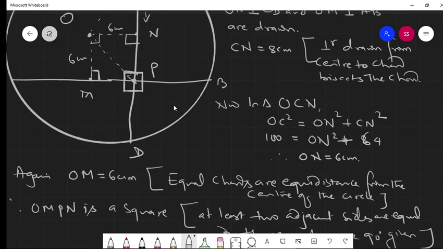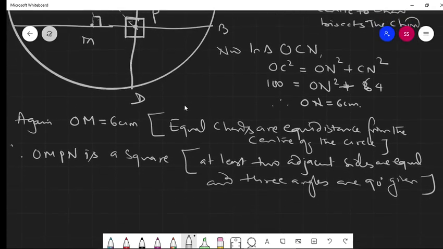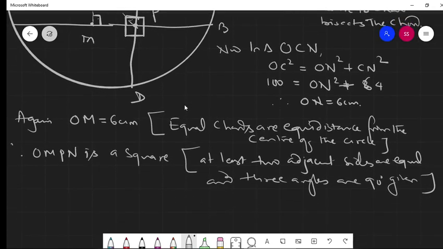Dear students, once again I will repeat. These two chords intersect at 90 degrees. These two are perpendicular. So in the quadrilateral OMPN, the next angle should be 90 degrees. All angles are 90 and at least two adjacent sides are equal. That's why it is a square. You have to claim it in that way. That's why all angles are 90 and at least one pair of adjacent sides are equal, so it is a square.